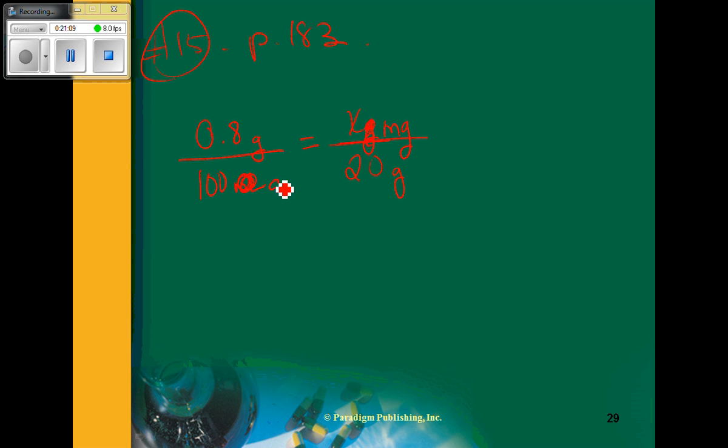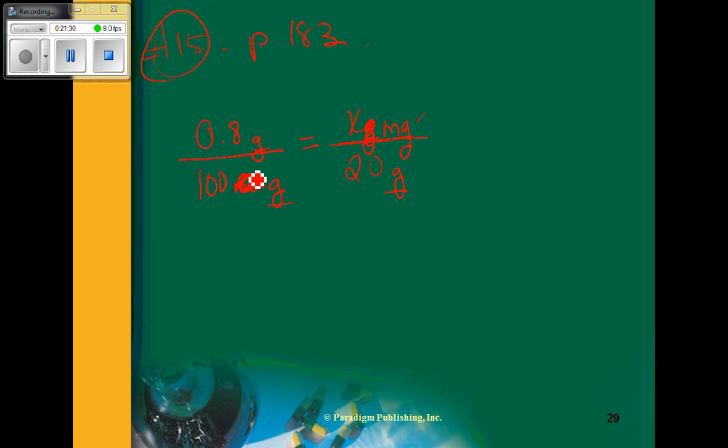This is weight and weight. I apologize. So this is supposed to be 0.8 grams over 100 grams, and you have X milligrams over 20 grams. So the units on the bottom should be grams. Both units on top should be milligrams because it's asking for the number of milligrams. But I'm going to go ahead and work it out and show you how you can convert at the end as well.